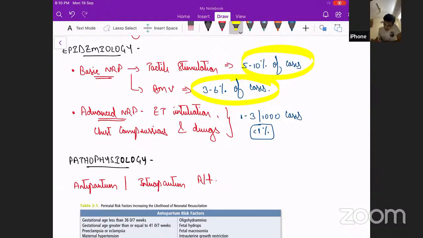This is needed in around 1 to 3 per 1,000 cases, okay? So that will be less than 1% of the babies who need them, fine? 1 to 3 per 1,000 cases.